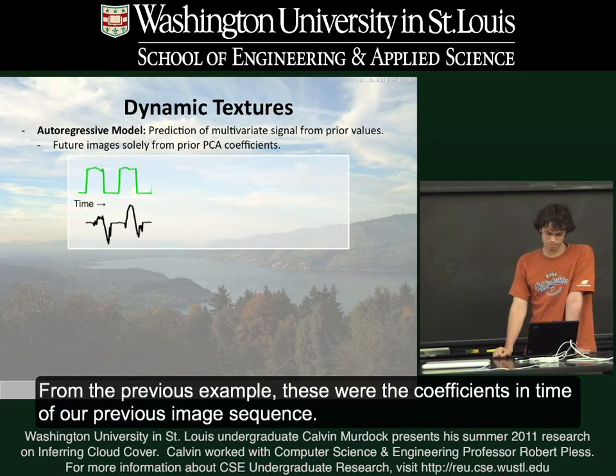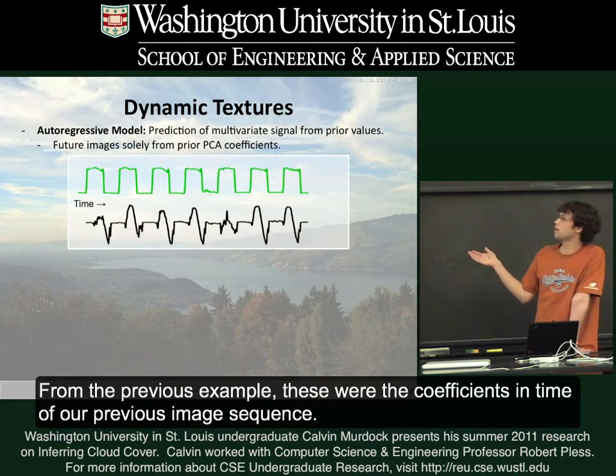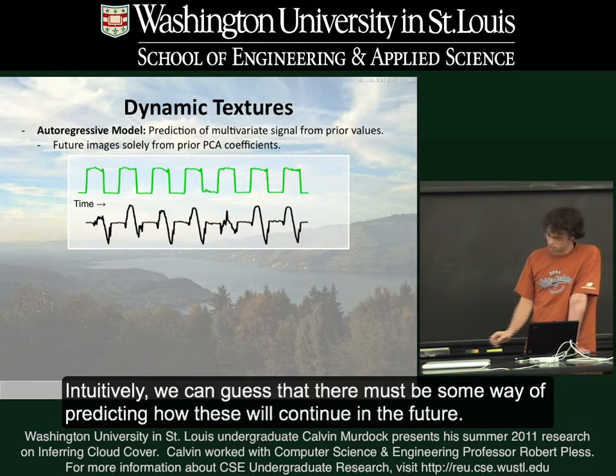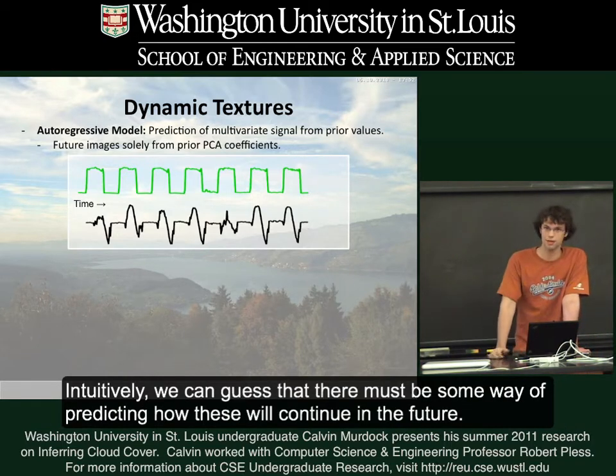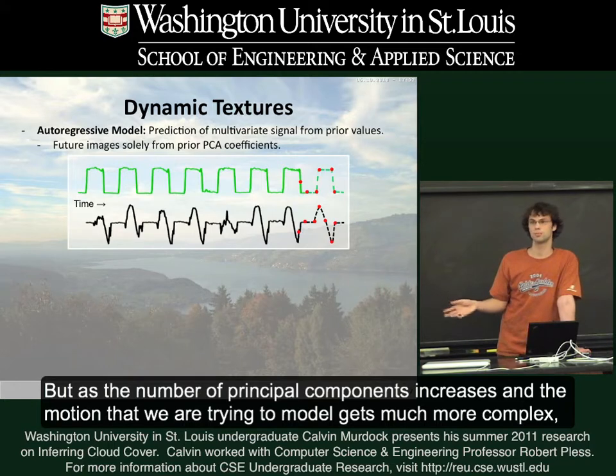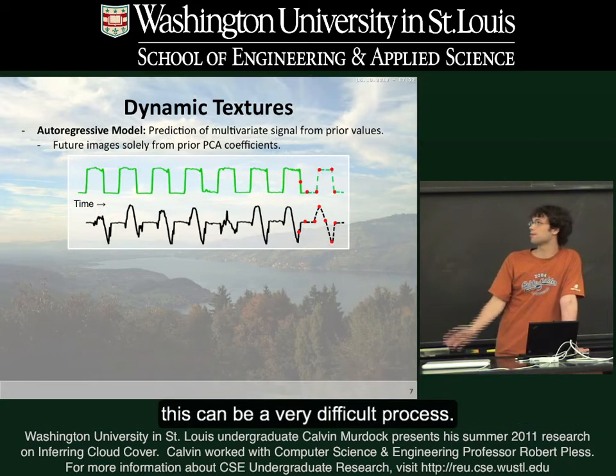So from the previous example, these were the coefficients in time of our previous image sequence. And as you can see, there is some pretty obvious periodic behavior and relationships between the two coefficients. So intuitively, we can guess that there must be some way of predicting how these will continue in the future. But as the number of principal components increases, and if the motion that we're trying to model is much more complex, this can be a very difficult process.